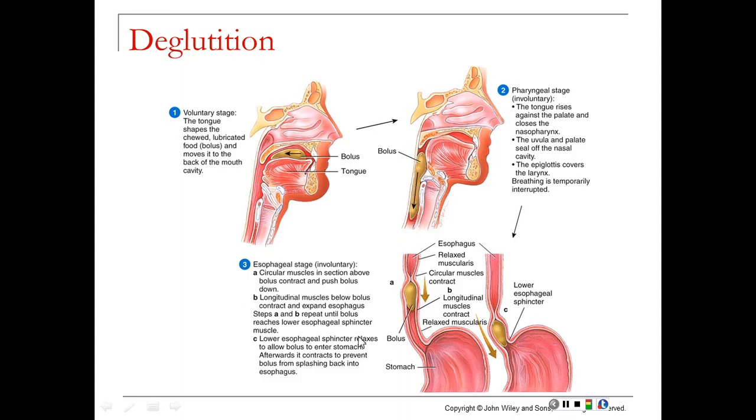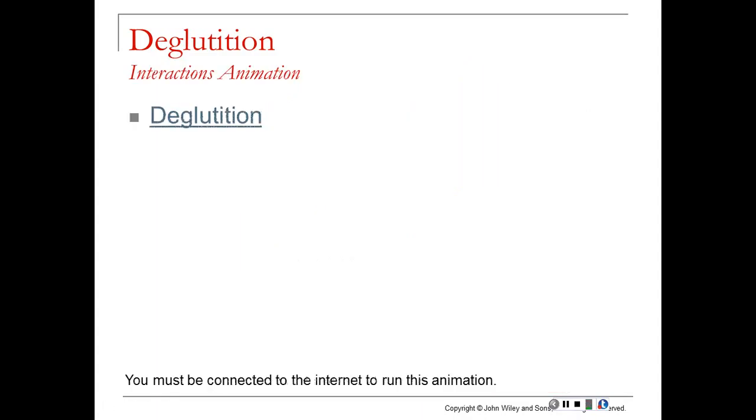Then you have the esophageal phase, where you have these contractions, squeezing that food down. Gravity helps a little, but your muscles are contracting with this phase. And then there's actually a small sphincter muscle here called the esophageal, or sometimes the cardiac sphincter. This sphincter is going to release and allow that bolus to enter into the stomach. This is an animation of deglutition. We'll stop here for part 1.